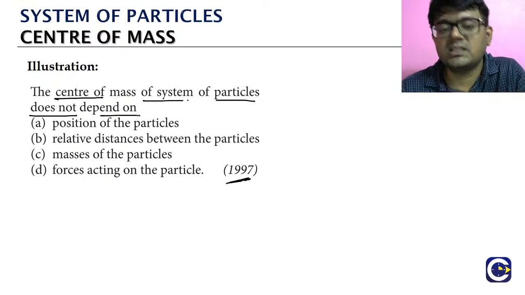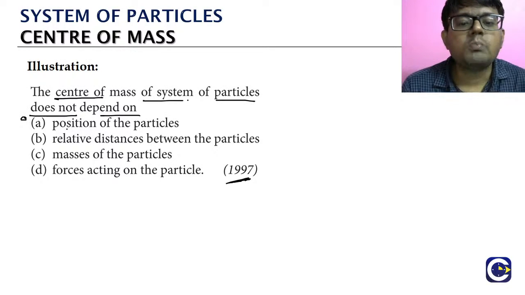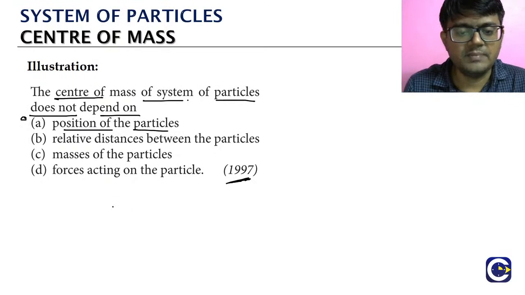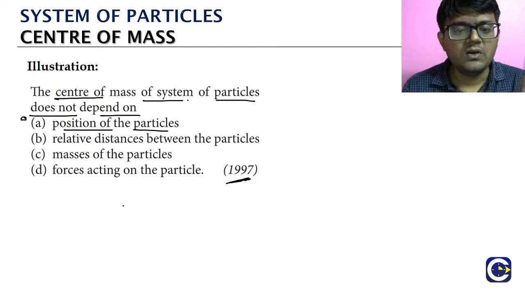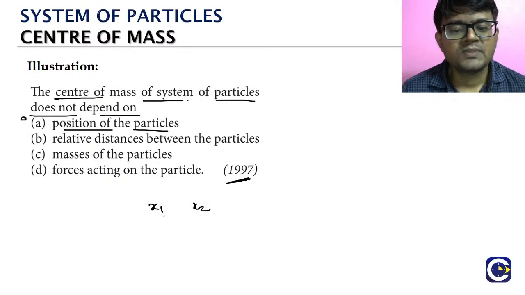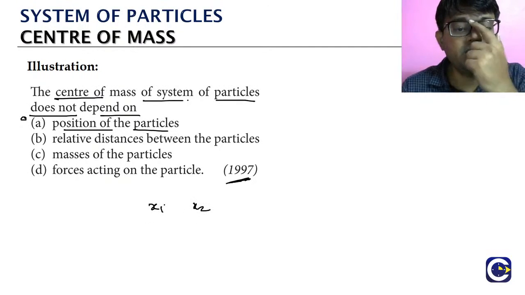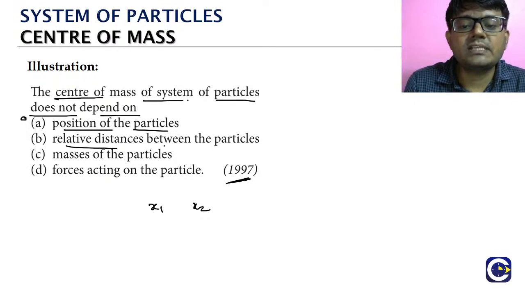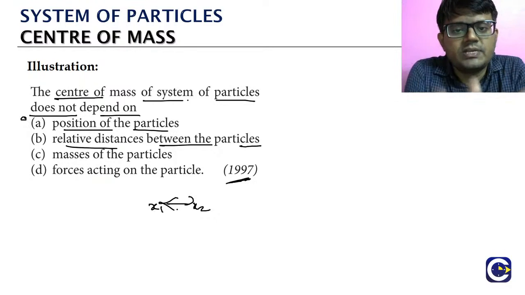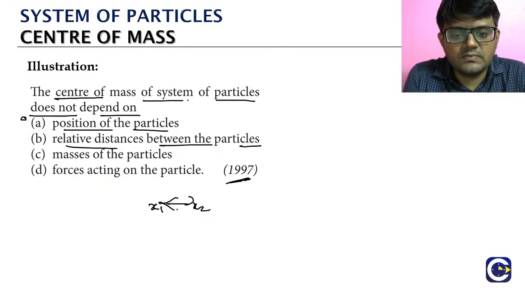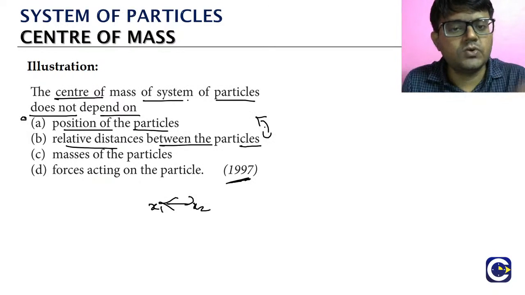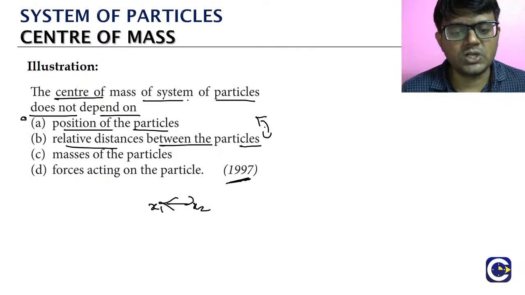Look at the options. Position of the particles: it will definitely depend on the position of the particles, because in the weighted average formula, positions come in, x1 is coming, x2 is coming. So it depends upon the position of particles. Relative distance between the particles: yes, relative distance is going to depend upon position. So it also depends upon the relative distance between the particles.